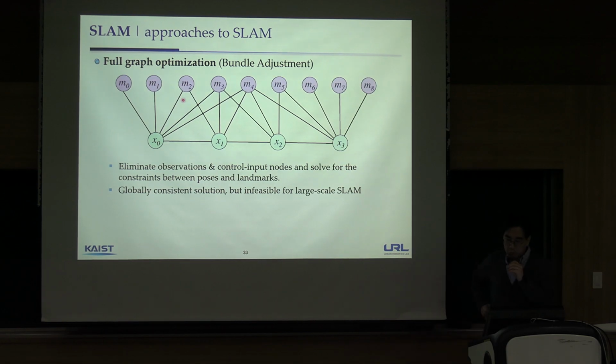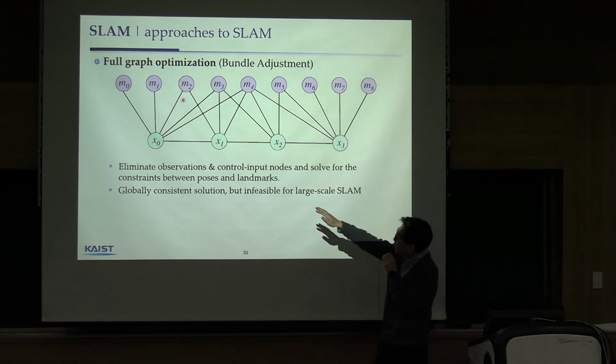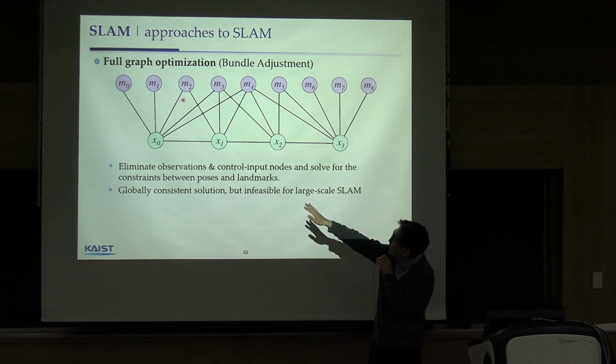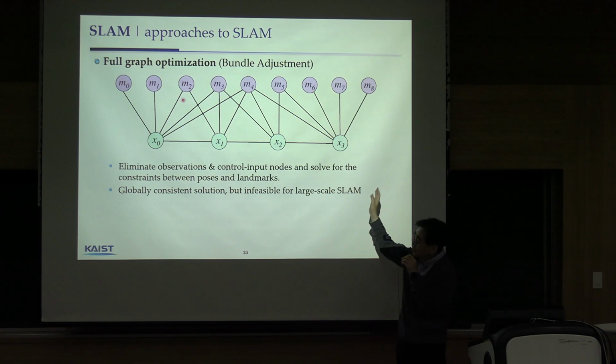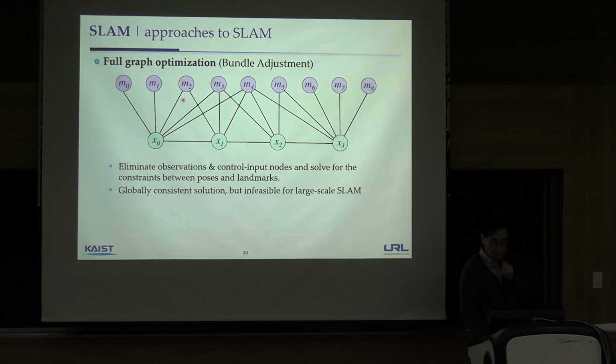So for the full graph optimizer, we utilize all the information. From x0 to x3, we want to adjust all this information using m0 up to m8. So we optimize all this structure. But if we have a large number of landmarks, then optimizing this will be infeasible for real-time SLAM.